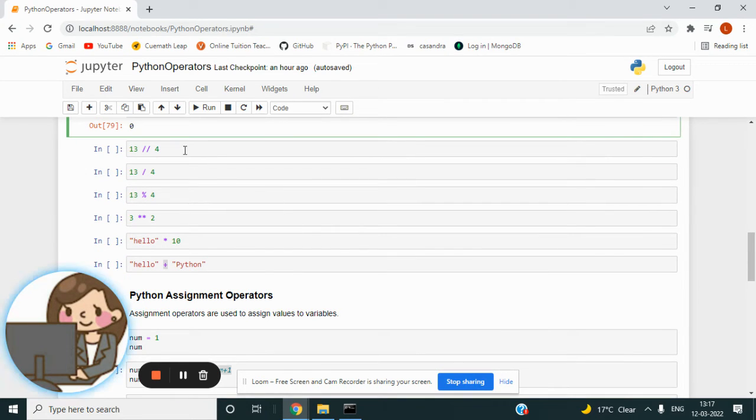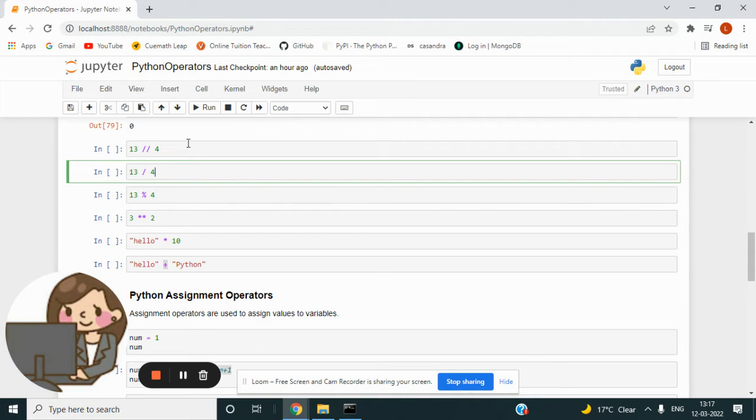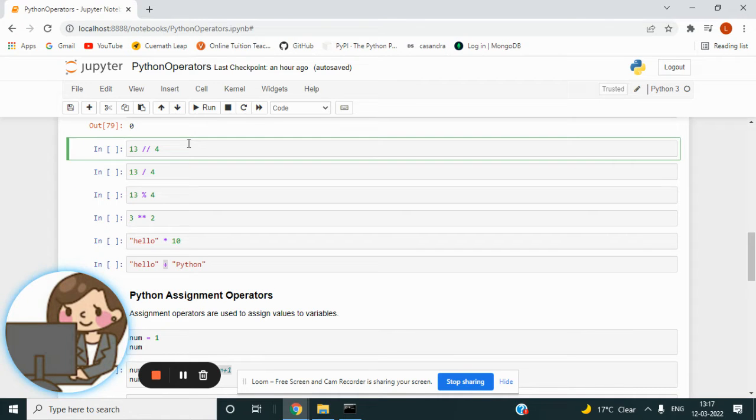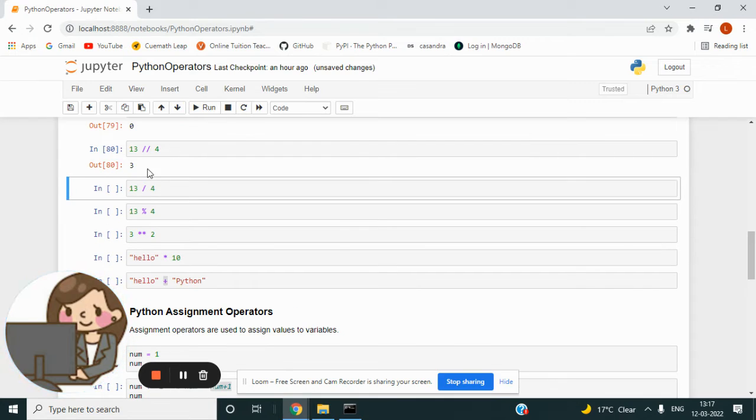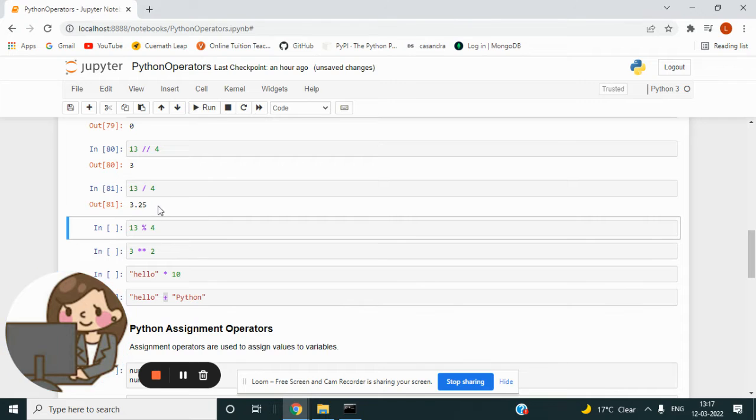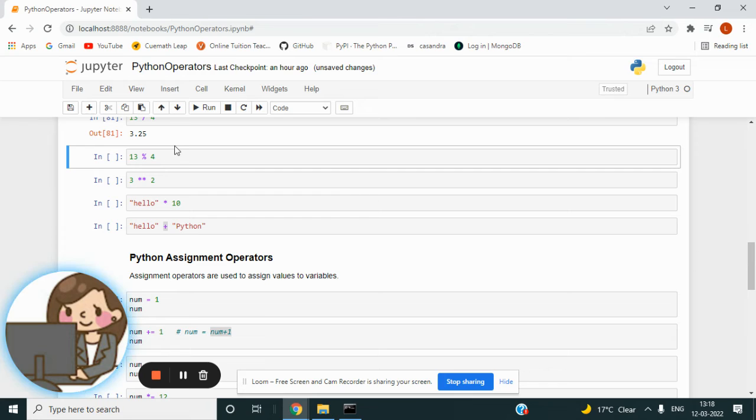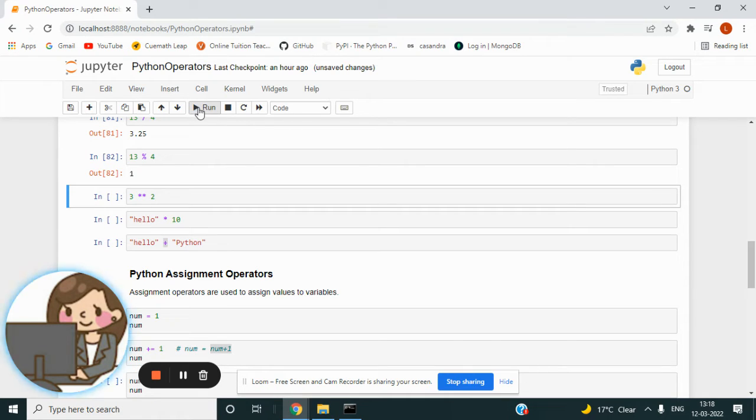It will be more clear with this example. Here we are doing 13 by 4. 13 is not completely divisible by 4, so the quotient will be 3 and the remainder will be 1. So when we do integer division, of course we get the quotient as 3. Since this is decimal division, you get the answer 3.25. That is, it performs a proper decimal division. Here we are doing a modulus operation, which performs the division and returns you the remainder, that is 1.